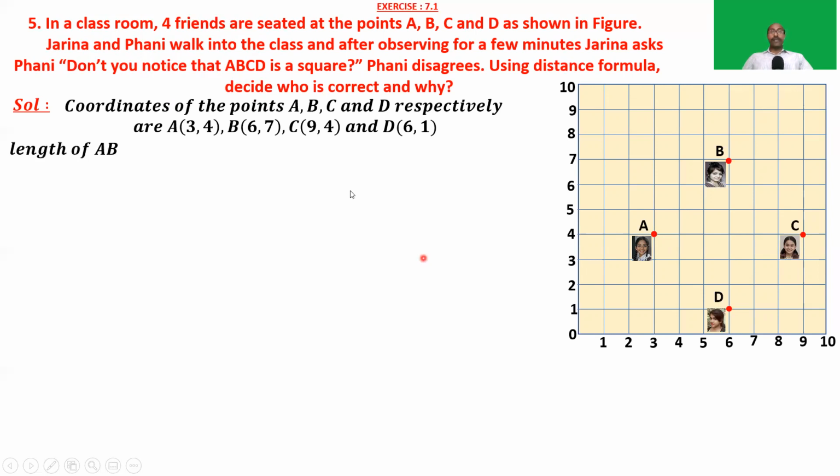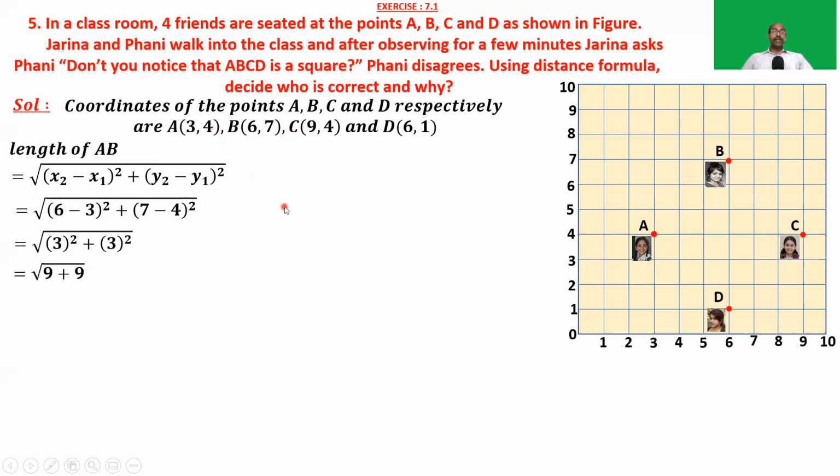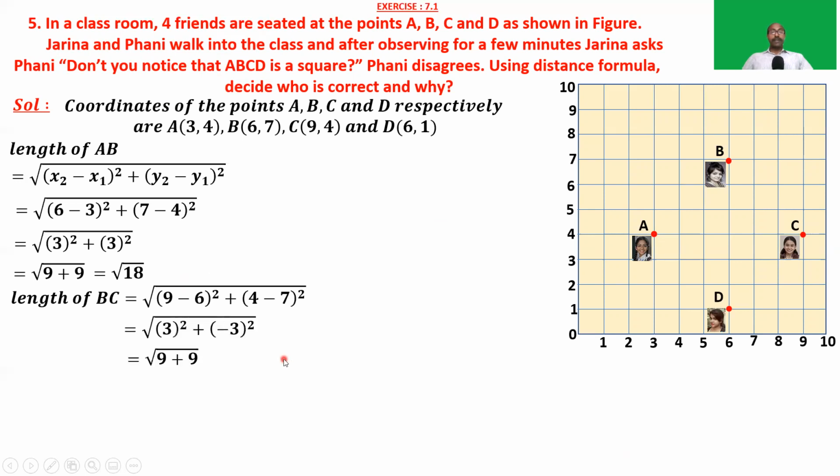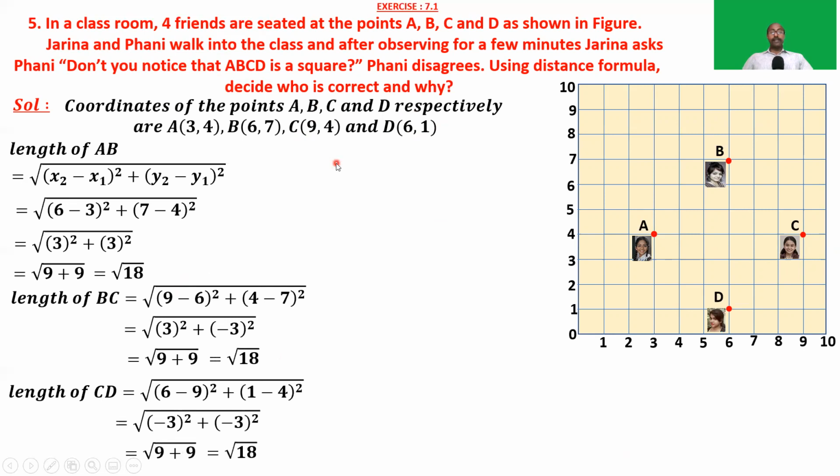So first, the length of AB. The length of AB is under root (6 minus 3) whole square plus (7 minus 4) whole square. So we get root 18. And after that, the length of BC. The length of BC is under root (9 minus 6) whole square plus (4 minus 7) whole square. So from that we get BC also root 18. And now the length of CD. The length of CD is under root (6 minus 9) whole square plus (1 minus 4) whole square. So again we get root 18.